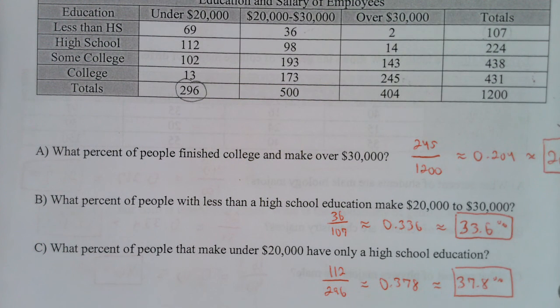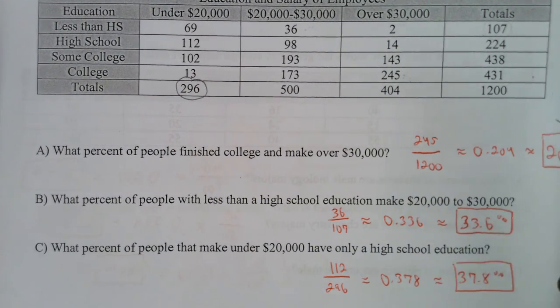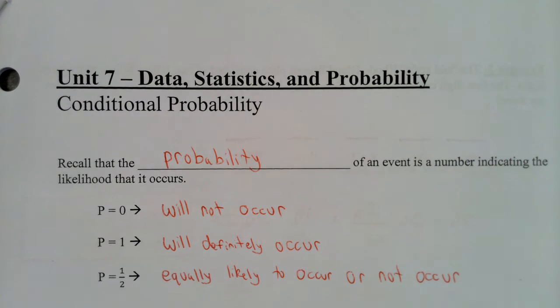So you have to be very careful for the denominator for these. What are you basing this off of? What is the sample size of the survey? And that is the end of that lesson. That lesson was called Conditional Probability.